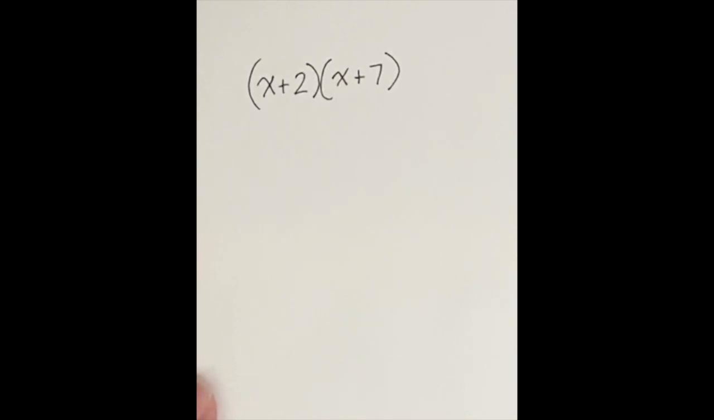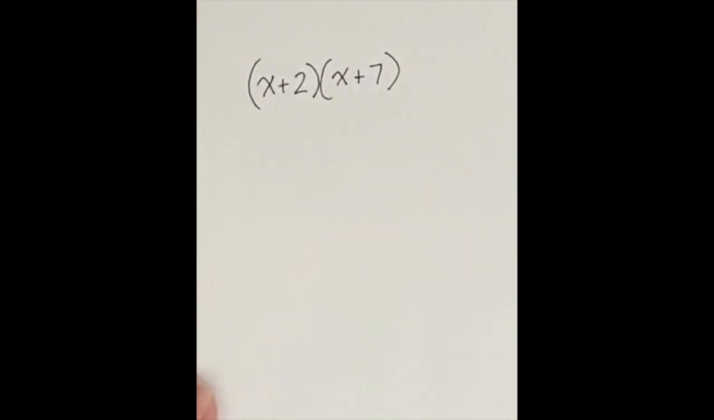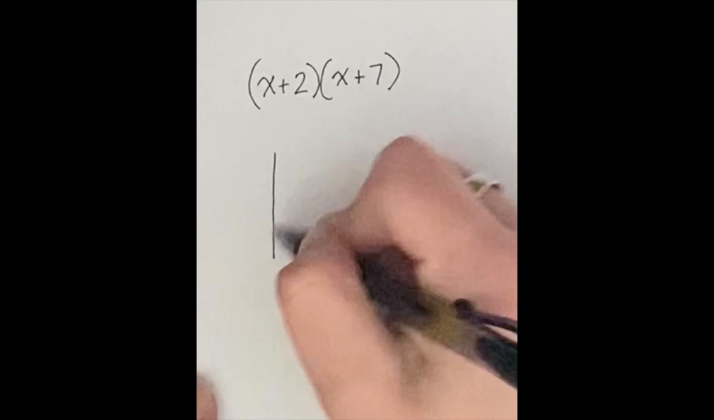Savage Sullivan Math here. Today we're going to look at something pretty awesome. We've got a binomial multiplied by another binomial. There are lots of ways that you could handle this problem. One way is what we call the window method.